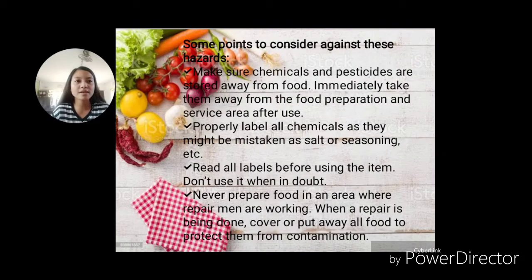Some points to consider against these hazards. Make sure chemicals and pesticides are steered away from food. Immediately take them away from the food preparation and service area after use. Properly label all chemicals, as they might be mistaken as salt or seasoning. Read all labels before using the item. Don't use it when in doubt. Never prepare food in an area where repairmen are working. When a repair is being done, cover or put away all food and protect it from contamination.